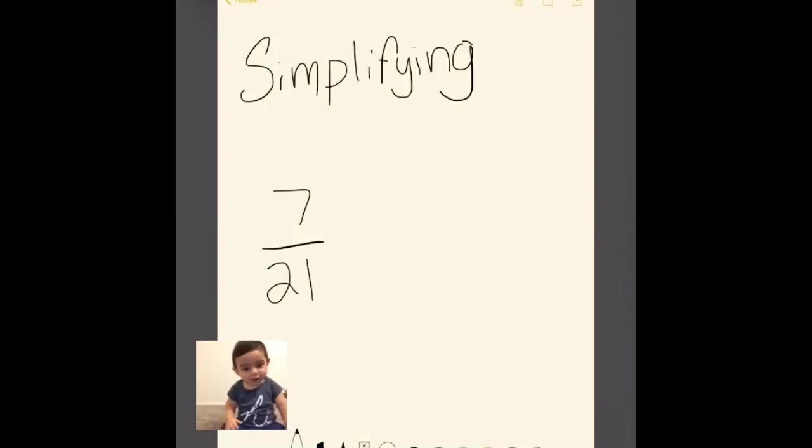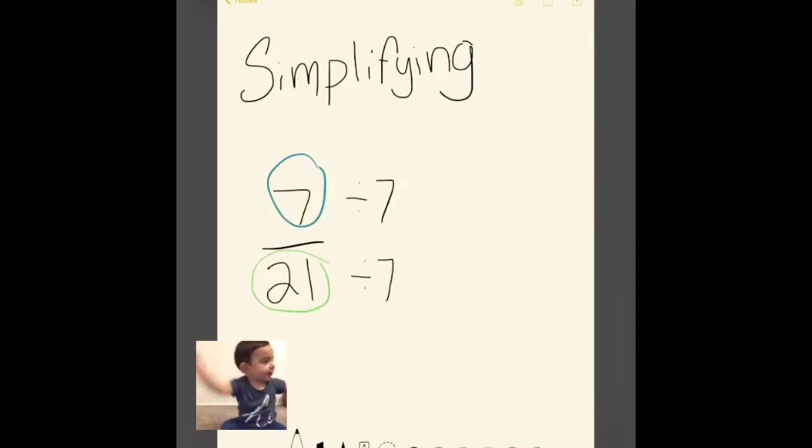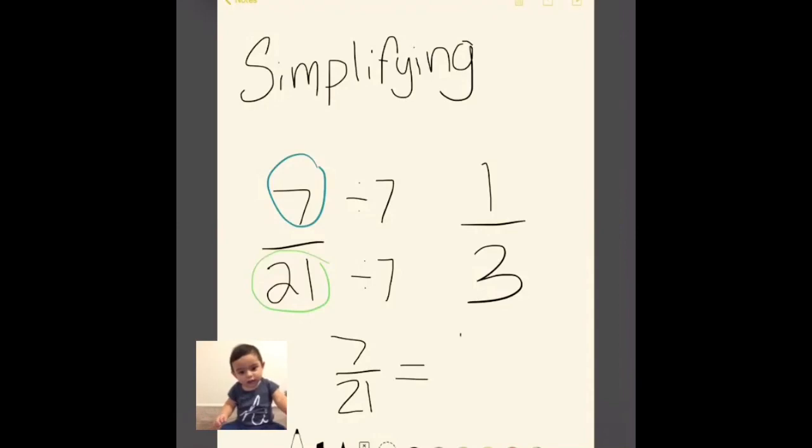If I were going to simplify this fraction, all I have to do is ask myself, is there a number that I can divide both the numerator and the denominator by? So is there a number that I can divide the top and the bottom by? So think. If you said 7, that is correct. I can divide the top by 7, and I can divide the bottom by 7. If I divide the top by 7, I get 1. I divide the bottom by 7, I get 3. So 7 over 21 is actually equal to 1/3.